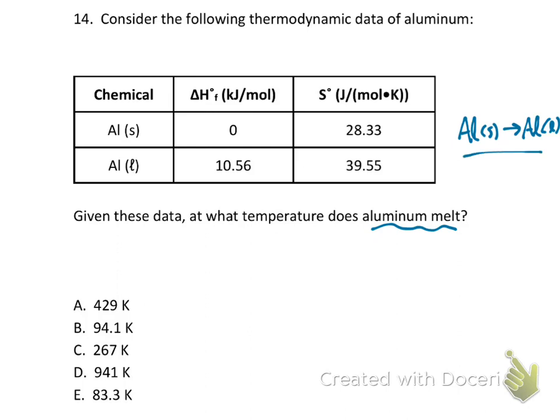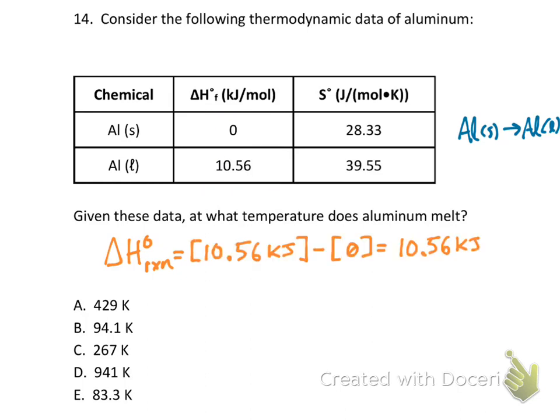Now, once we have our equation written out, we're going to use the products minus reactants rule in order to get the enthalpy change and the entropy change of this reaction. So our delta H standard of this reaction, the standard enthalpy change, is going to be equal to the enthalpy of the products, 10.56 kilojoules per mole, minus the enthalpy of the reactants, which is 0. So it just equals 10.56 kilojoules. So this is indeed an endothermic reaction, as melting always is.